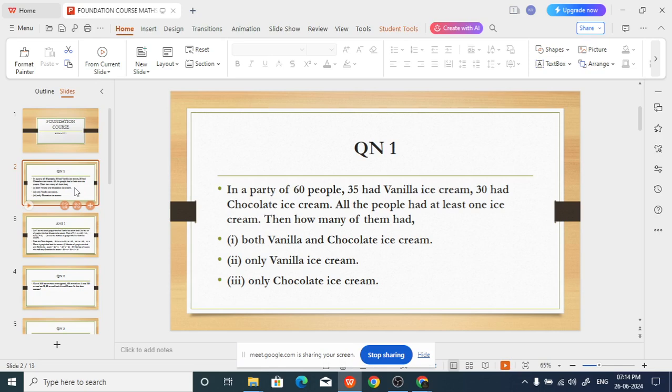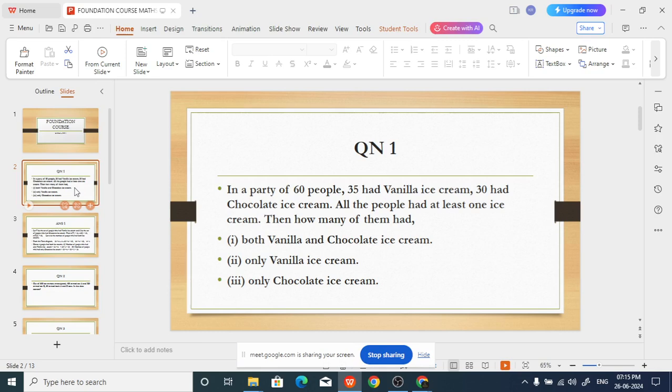Let us say X people have had both the ice creams. Now if X people had both, how many had only vanilla? Total vanilla is 35. But in vanilla, there are some people who have had both vanilla and chocolate. Let us say that is X. So how many had only vanilla? 35 minus X. Understood? How many had only chocolate? 30 minus X.